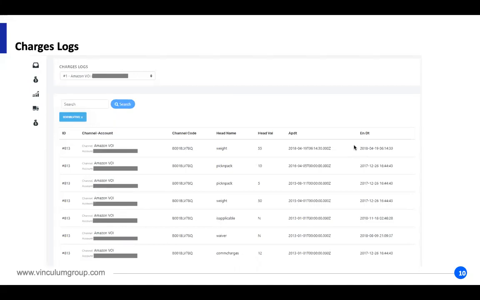Through APIs, we capture each and every dimension and the weight and the pick and pack charges, any waivers, any commission which are applicable to your orders. So all you need to do is to log on to our system and just sit back and relax while our system does all the things.